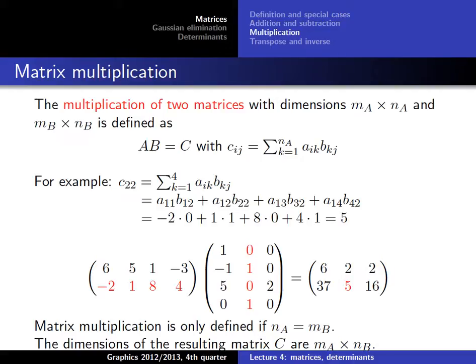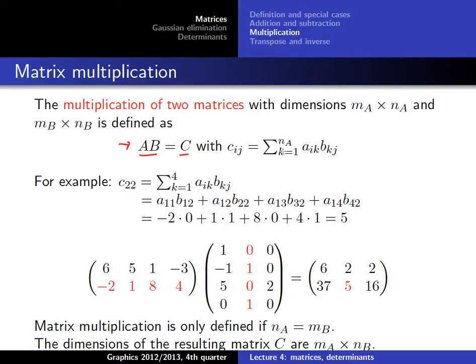And in matrix multiplication, we also have a definition of multiplication of two matrices, which looks a little weird at first, but if you understand it and look at what it means, it is actually quite simple. We have two matrices A and B, and multiply them to get a matrix C.